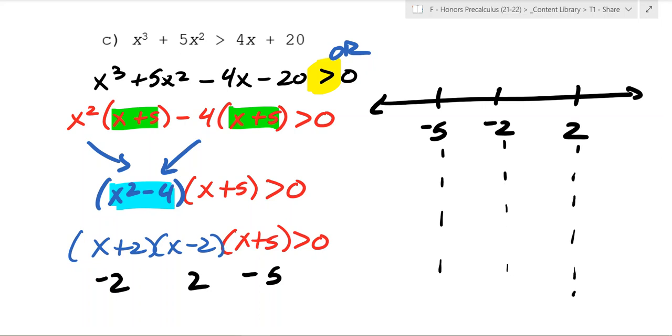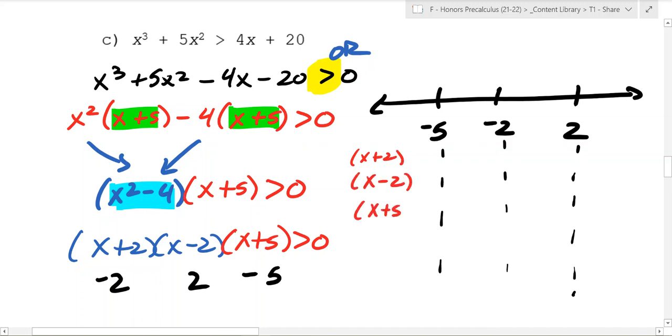And then what are the factors? We have x plus 2, we have x minus 2, we have x plus 5. Let's say -6, let's say -3, plug in 0 and 3. So when you do this out and you plug in -6 here, you get negative right there. -3, it stays negative. 0 right there. Plug in 0, it becomes positive. And then plug in 3, it stays positive, like this.